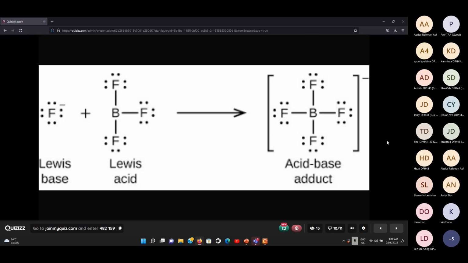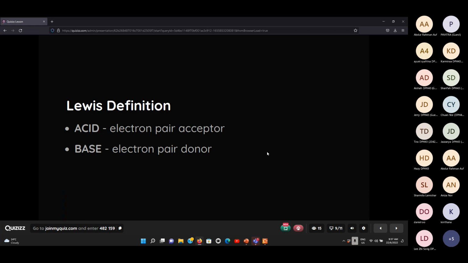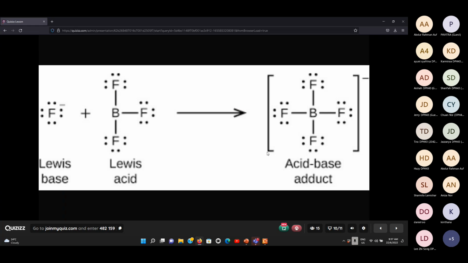So this is a chemical equation that describes the process. We have fluorine here, F minus. This is a Lewis base. So why is it a Lewis base? Because it donates its electron pair. And boron trifluoride BF3 is a Lewis acid because it accepts the electron pair.